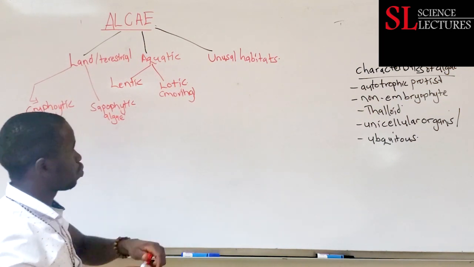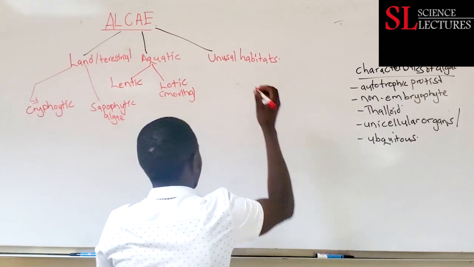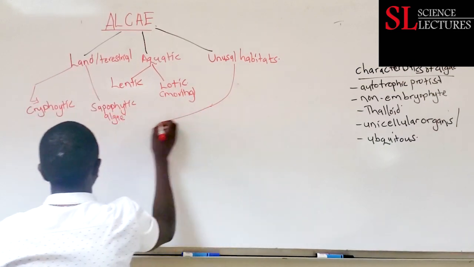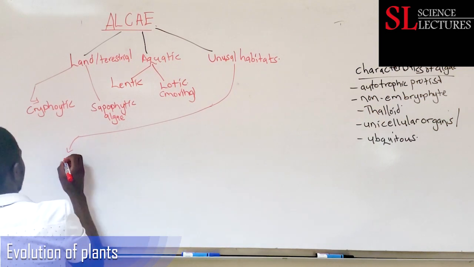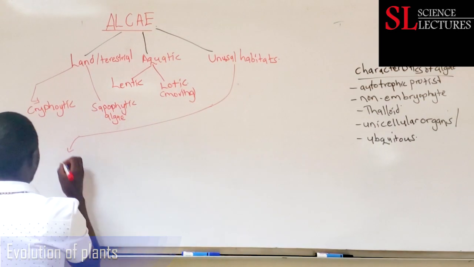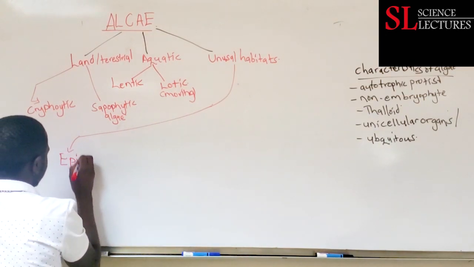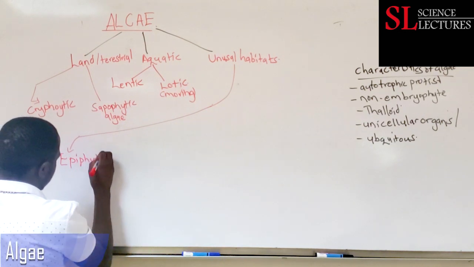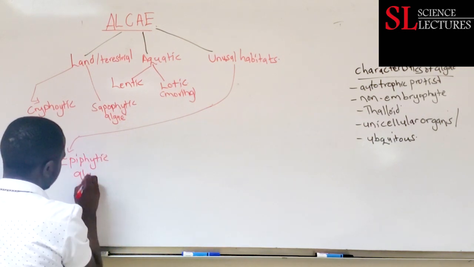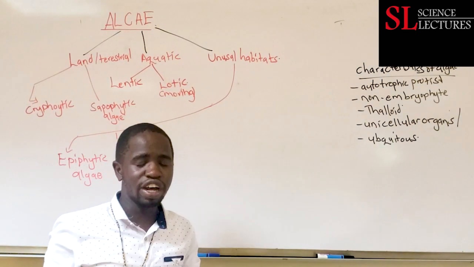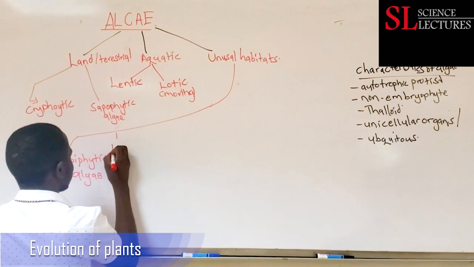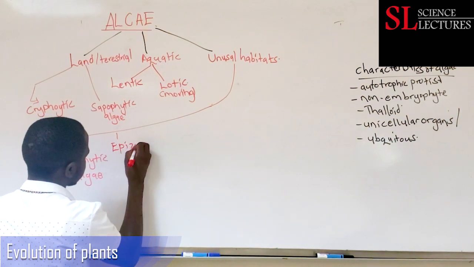Then algae also occupies unusual habitats, and these are the many. Number one, we have algae that grows on top of others. We call that epiphytic algae. Then we have algae that grows on top of animal surfaces. We call that epizoic algae.